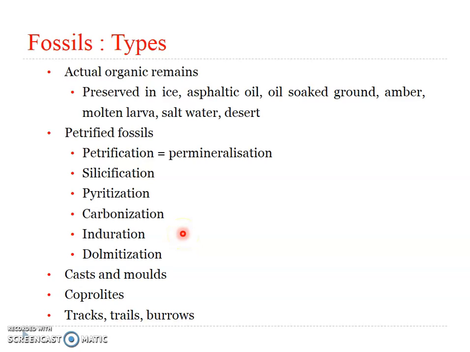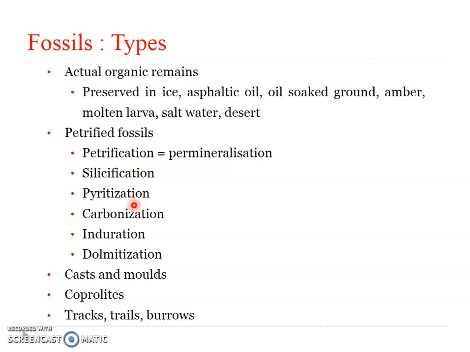If the original material gets replaced by silica, the process of petrification is known as silicification, and many fossil sponges are of this type. They are silicified. Then, if iron pyrites are used for mineralization, the process is known as pyritization. I hope you remember the iron pyrites which you studied in your school days. Fossils obtained from the coal beds at many places, such as that of the Tully limestone in New York, are fossils of the pyritized type.